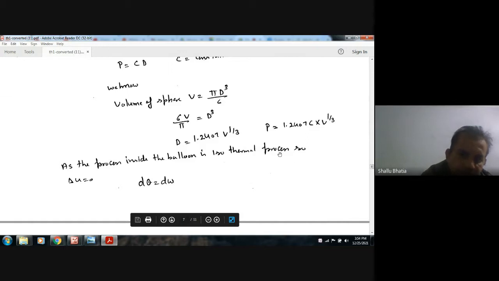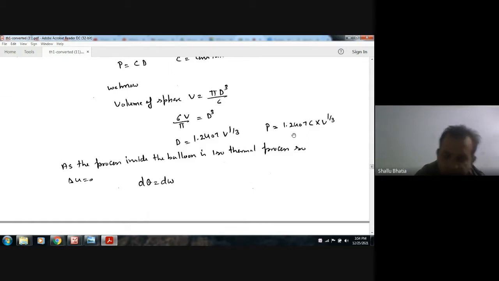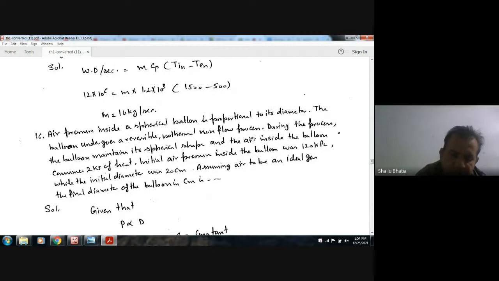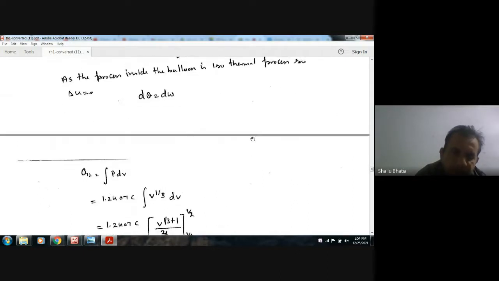Now according to the first law, the process performed is an isothermal process. It undergoes a reversible isothermal non-flow process, and the temperature is constant, so the integral of V dP will be 0.